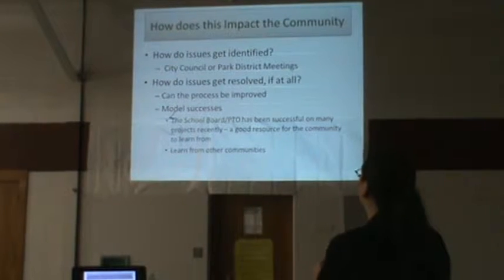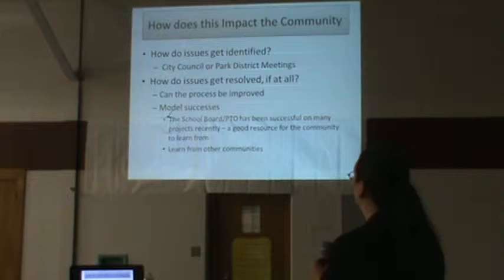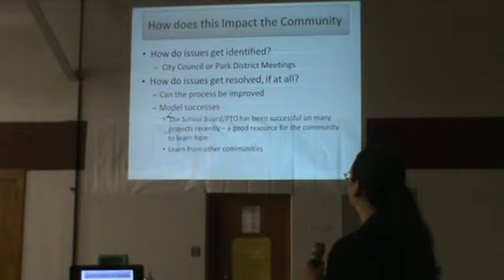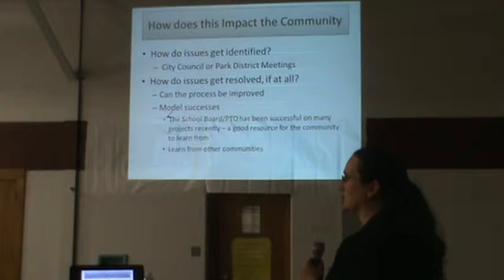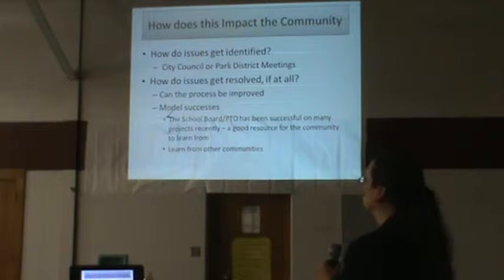So how does this impact the community? How do issues get identified in your community? In Emerado, oftentimes it gets identified at city council or park district meetings. And how do issues get resolved in your community? These all relate to the social network in terms of how things happen. And one thing you can look at is how the process can perhaps be improved.